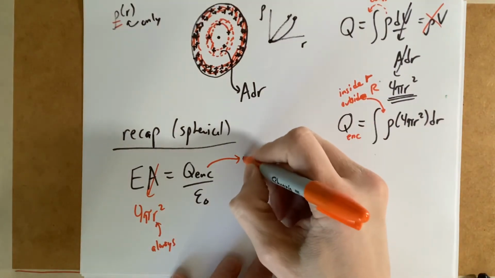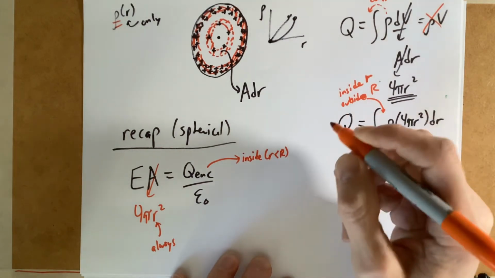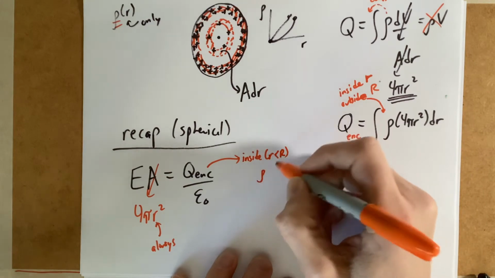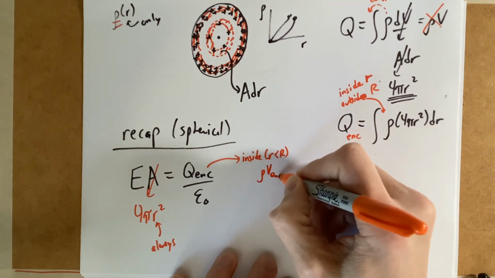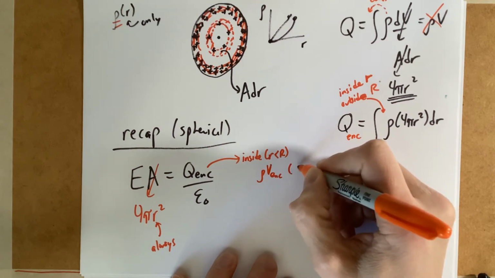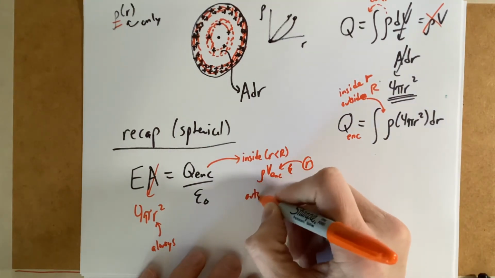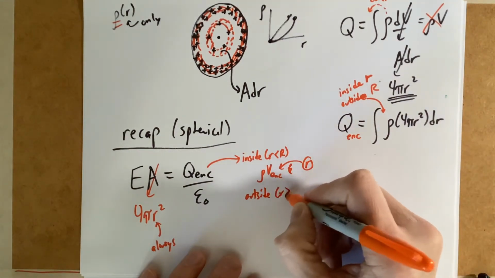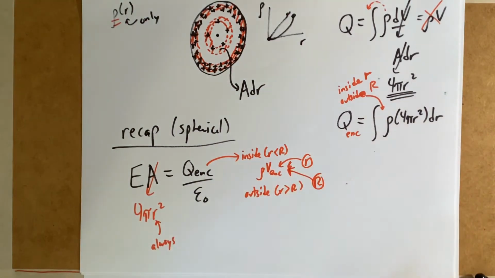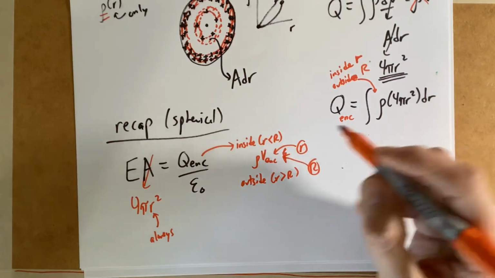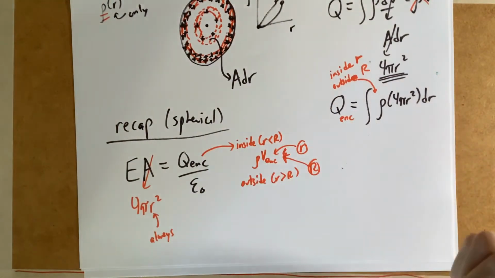Well, if you're inside, that is to say little r is less than big R, then you use rho times V enclosed. And remember, you use little r in there. Whereas if you're outside, then you're going to use big R instead. That's the only decision you really need to make: on this right-hand side, do you use little r when you're inside or big R when you're outside?